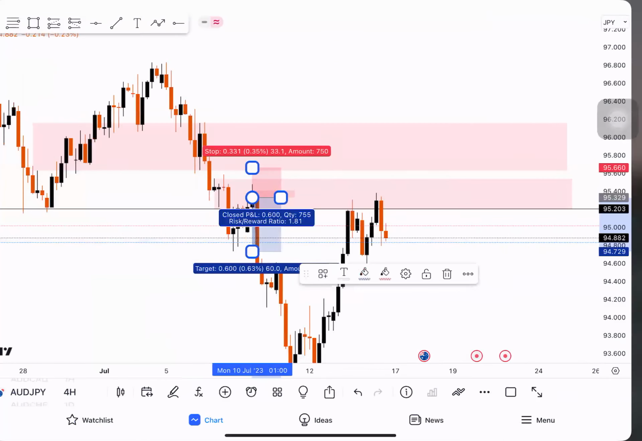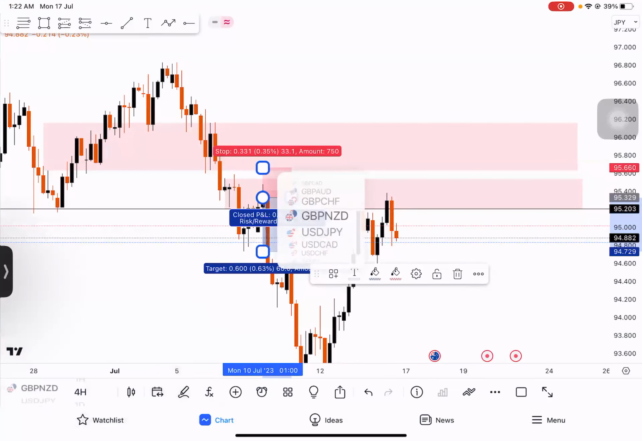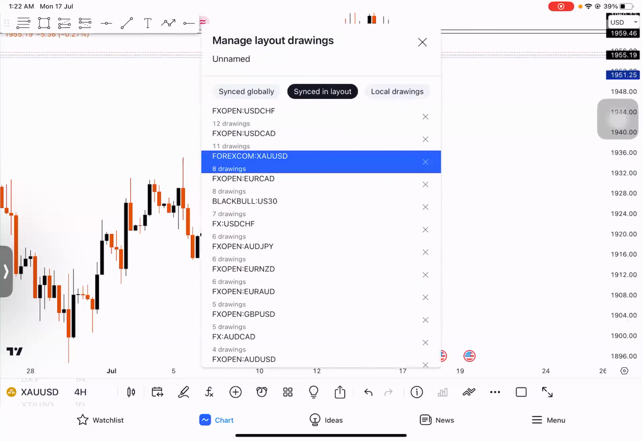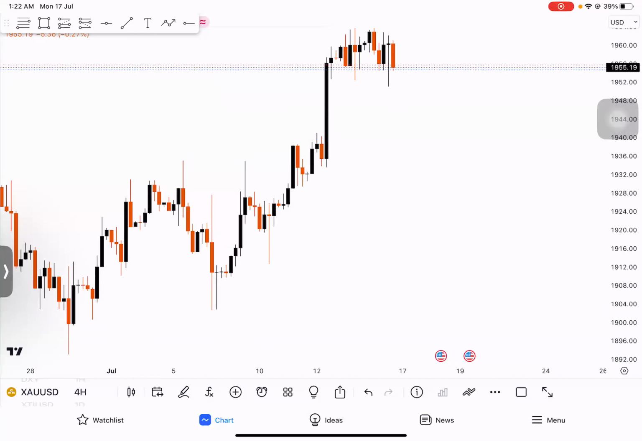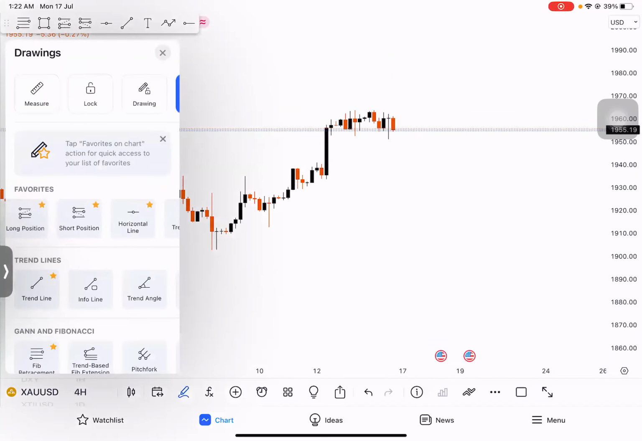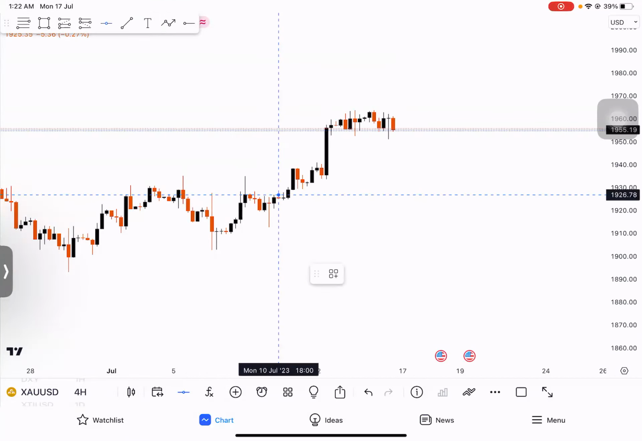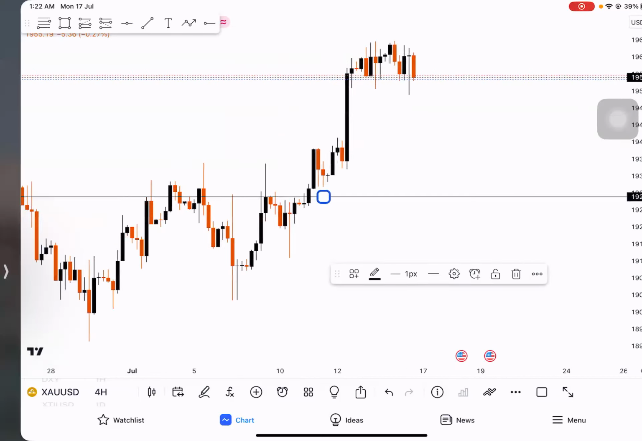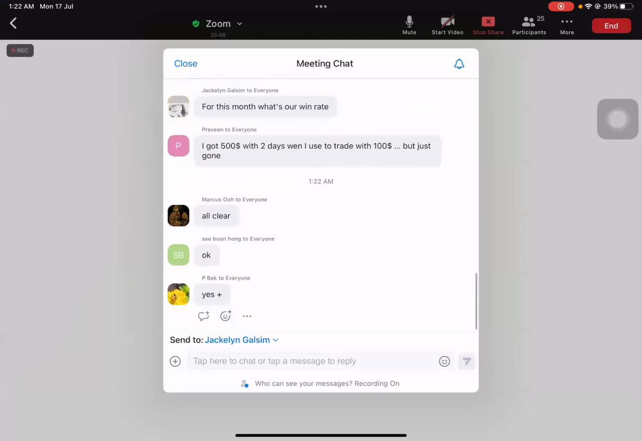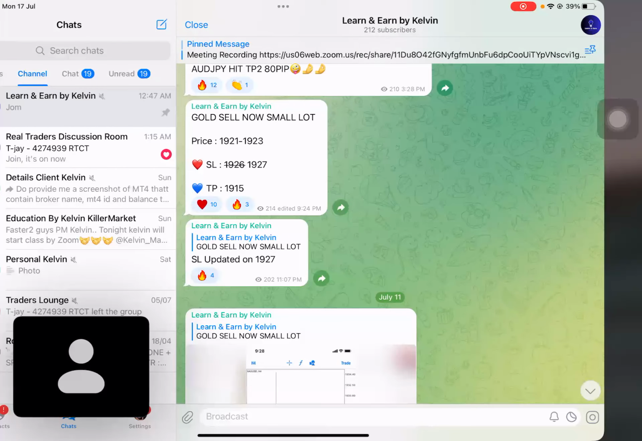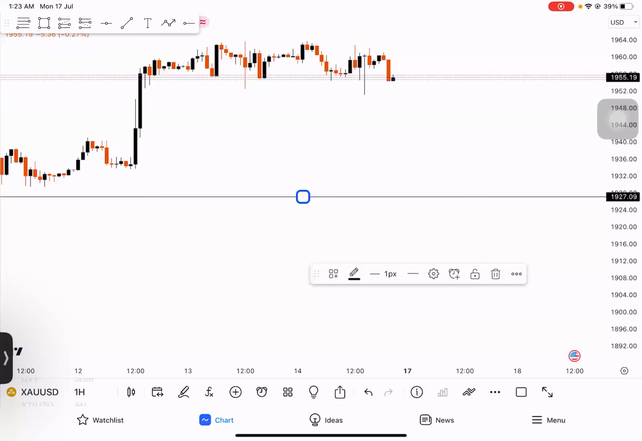So for the second setup, we will look at the gold we are trying to sell. Where is the gold? I will remove all the objects first. I think 1927 is before the CPI, if not mistaken. 1927 is almost like here. Let's review the price on 1921 or 1923. This is the H1 setup.